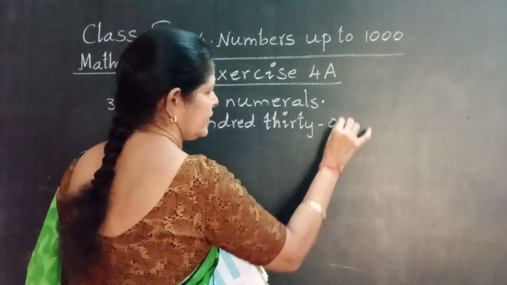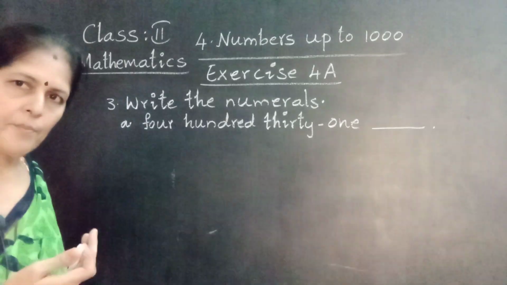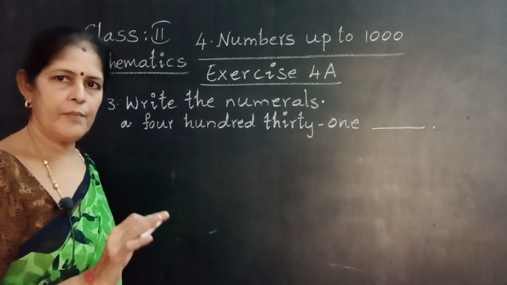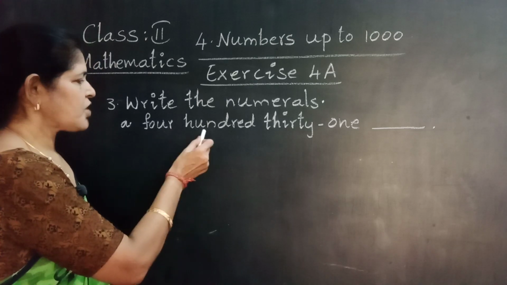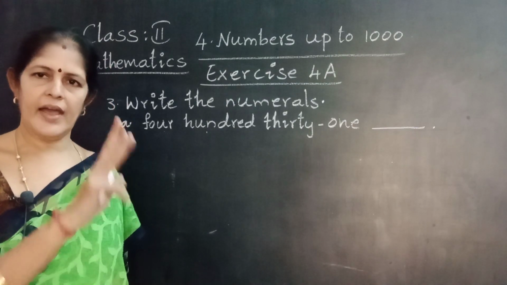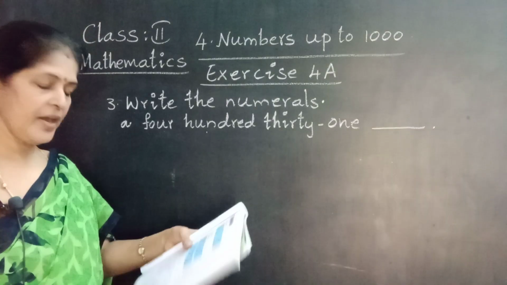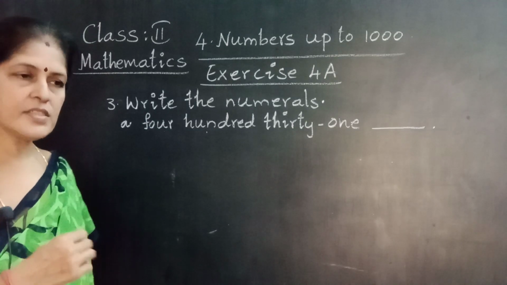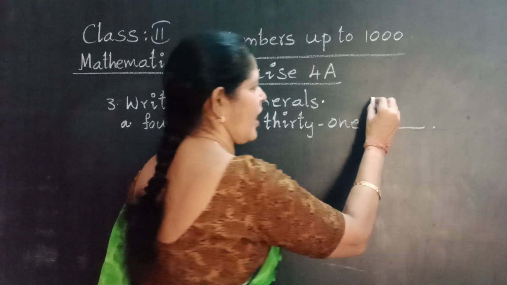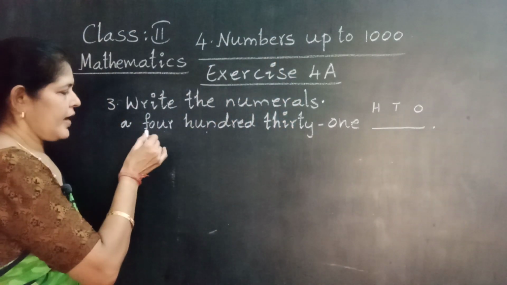This is the given number name. Numerals means write the number. Here the number name is given. The number name starts with HUNDRED. That means the given number is a 3-digit number. 3-digit means that number has 3 places. What are those? Hundreds, tens, ones, from the left side onwards.